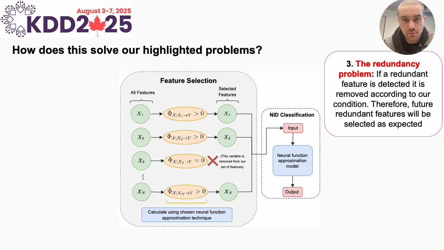Thirdly, the redundancy problem. FSNID overcomes the redundancy problem by, upon encountering redundant features, removing them so that they no longer provide redundant information about the remaining features in the set.